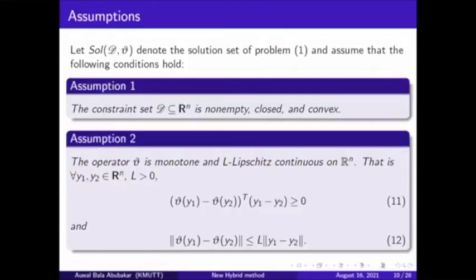Now, to prove the convergence, we assume the following. We let Sol(D, theta) denote the solution of problem 1, and assume the following assumptions hold. The first one is that the constraint set D is non-empty, closed, and convex. Assumption 2 is that the operator theta is monotone and Lipschitz continuous on Rn, that is, inequalities 11 and 12 are satisfied.